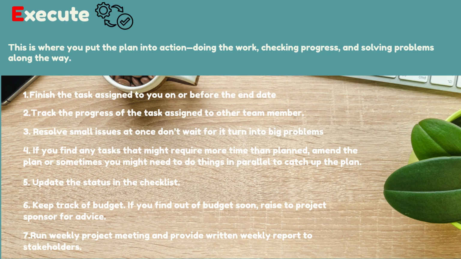4. If you find any tasks that might require more time than planned, amend the plan, or sometimes you might need to do things in parallel to catch up with the plan. 5. Update the status in the checklist. 6. Keep track of the budget. If you find you will be out of budget soon, raise it to the project sponsor for advice. 7. Run a weekly project meeting and provide a written weekly report to stakeholders.